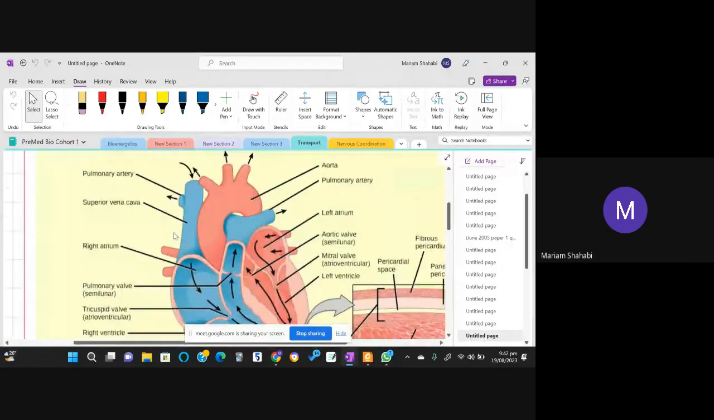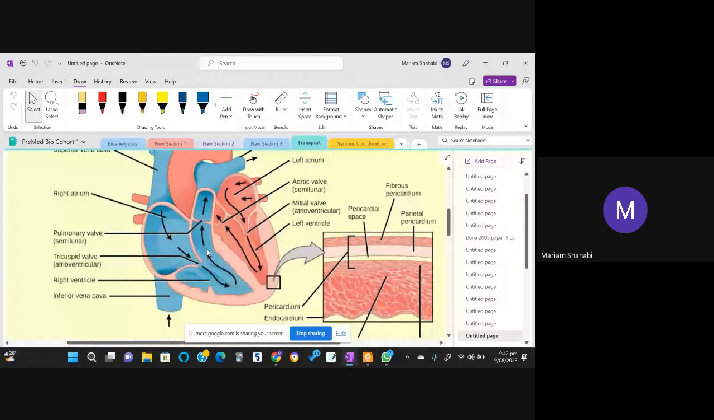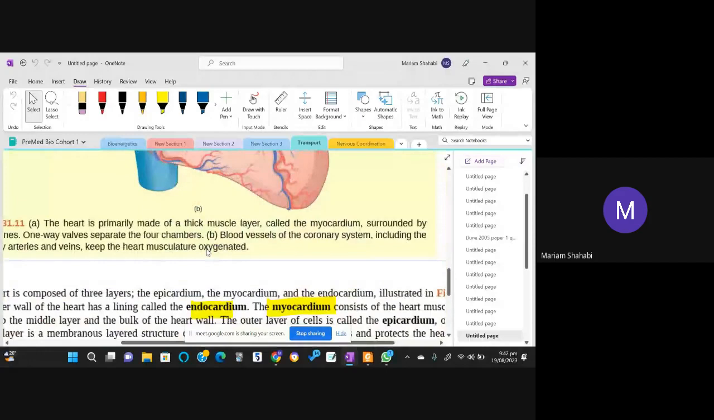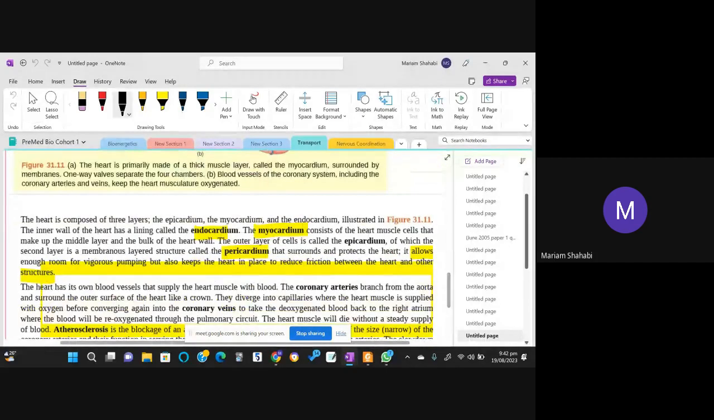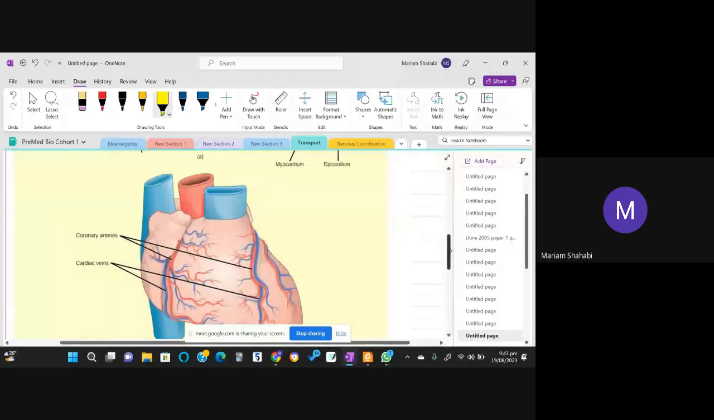See, again, there are also three layers. The heart is composed of three layers: the epicardium, the myocardium, and the endocardium. Okay, the inner wall of the heart has a lining called the endocardium. The inner lining is the endocardium.